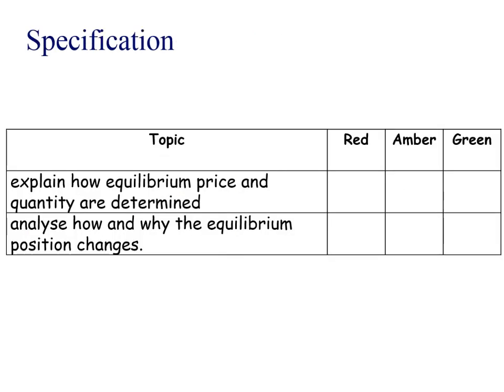Okay, so that's how the equilibrium price and quantity are determined. It's where demand and supply meet, and the position changes if demand shifts inwards or outwards, or supply shifts inwards and outwards. And if you want to see the effect of both of them shifting at the same time, have a look at the comment on presentation.